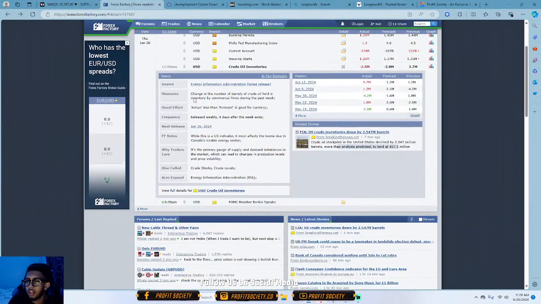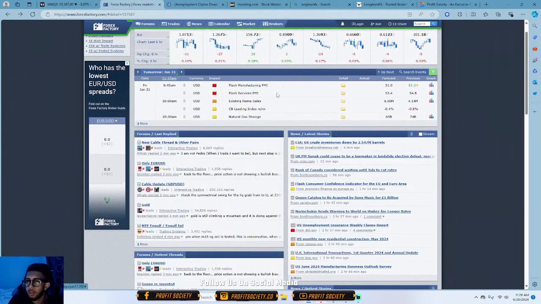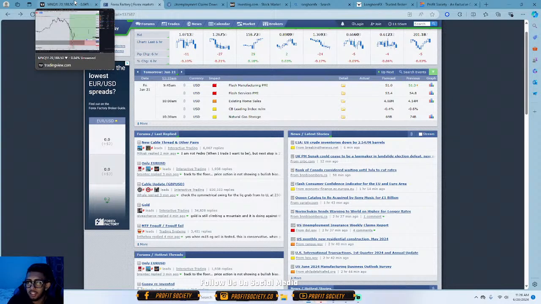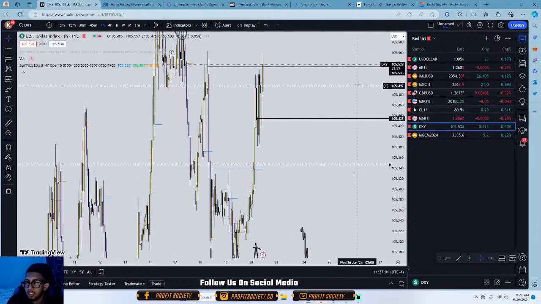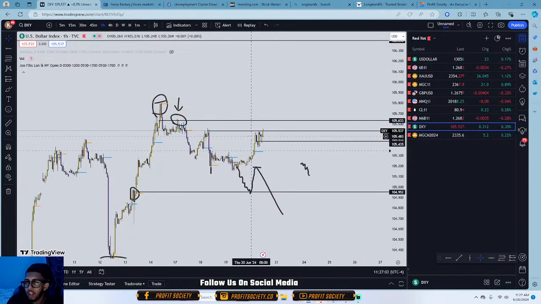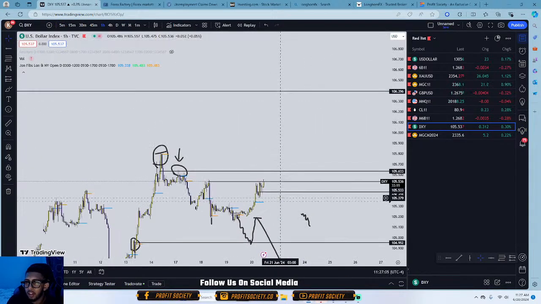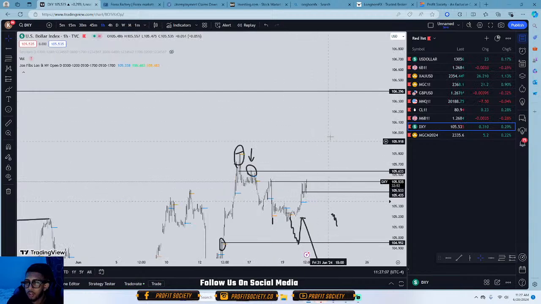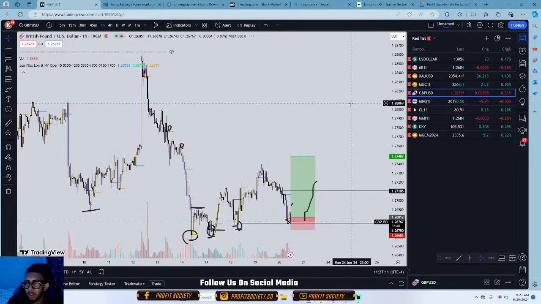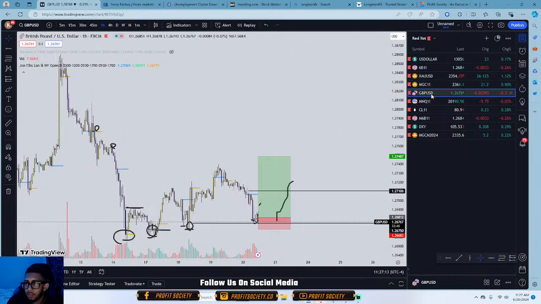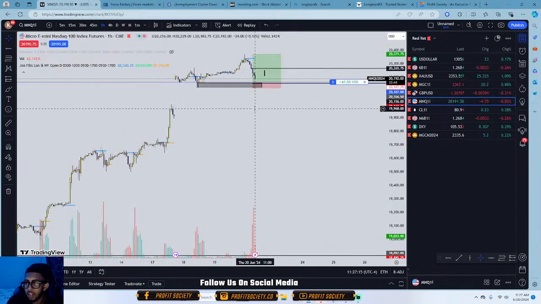Tomorrow there are news coming out for Flash Manufacturing PMI and Flash Services PMI. We do want to pay attention to that as numbers are predicted to come out lower, which would actually continue our narrative here. Does the dollar want to spike up one more time and then go bearish? Or are we just going to continue bullish? We shall see tomorrow. Again, we're out of any other pairs except for NASDAQ for now.